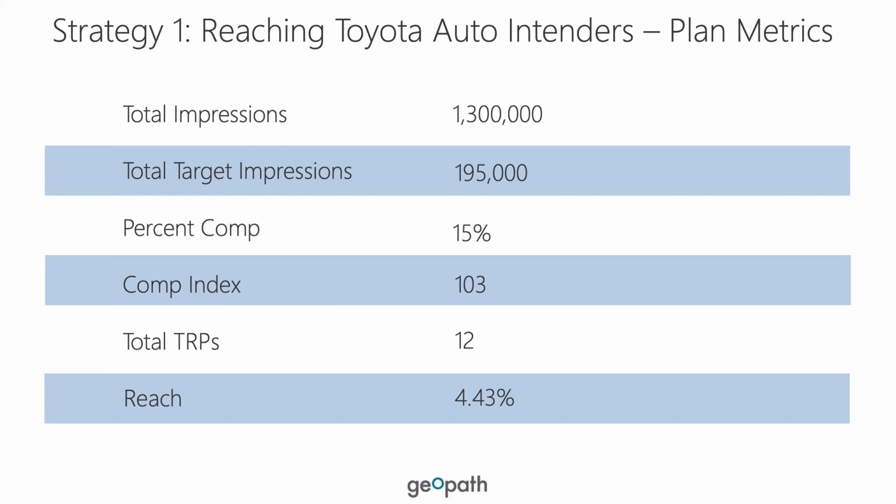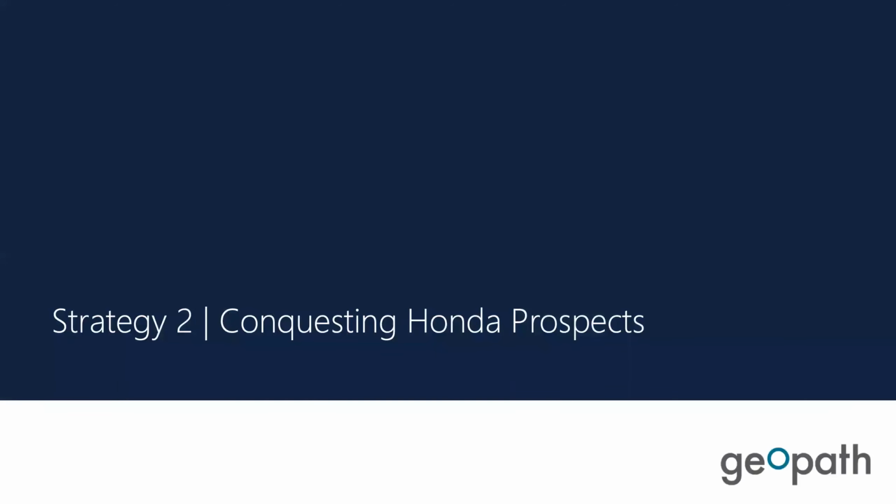Okay, cool. All right, so then the second strategy, that's conquesting Honda prospects. So in your mind, how does this become a strategy for you? How do you think about, oh, well, what about this opportunity here? Yeah, so the previous strategy is a very direct one. It's the first one that comes to mind. They're Toyota dealerships. They want to bring people in. Let's reach out to people who are interested in Toyota cars.